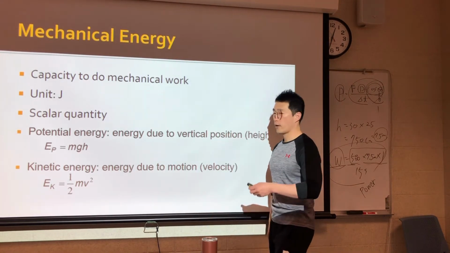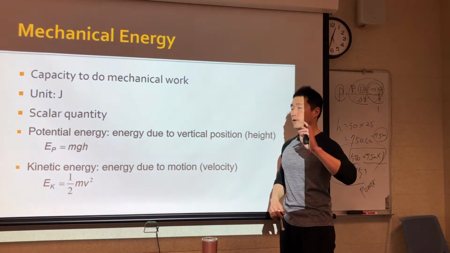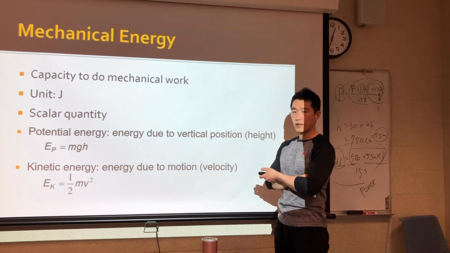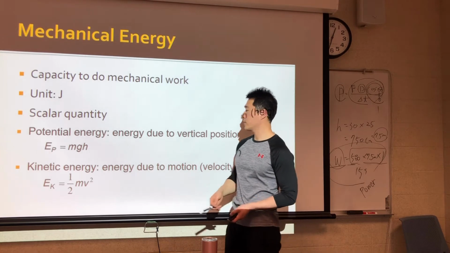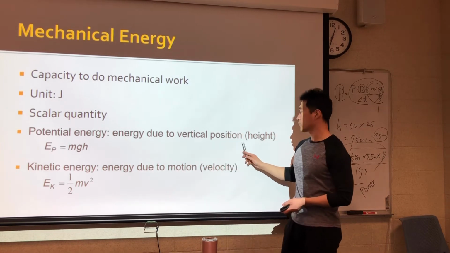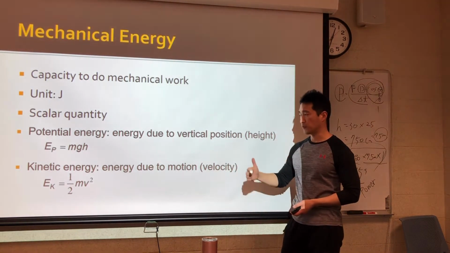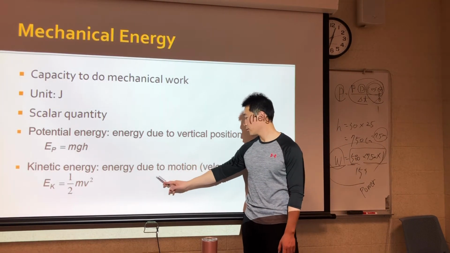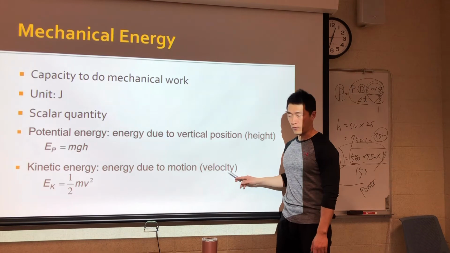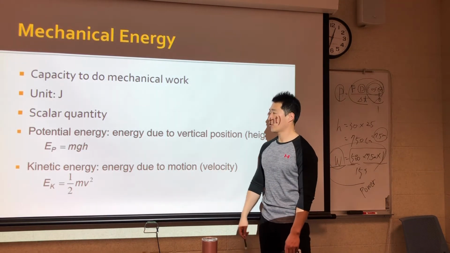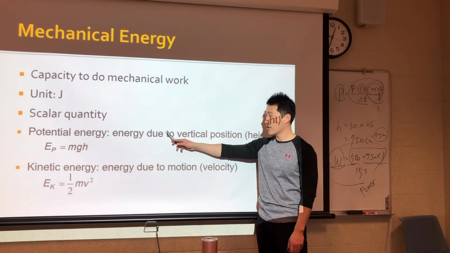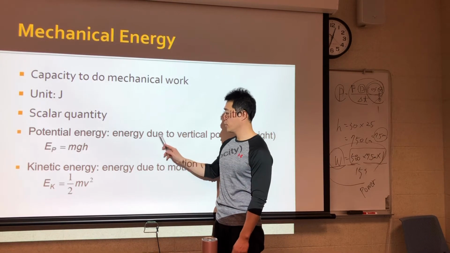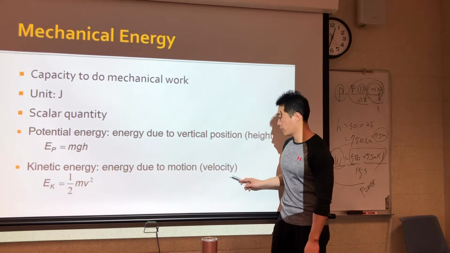And then in mechanical energy, there are two different types: potential energy and then kinetic energy. Potential energy means energy due to vertical position, which is actually height. And kinetic energy is energy due to motion, or velocity. So these are due to vertical position, and these are due to the object's velocity.